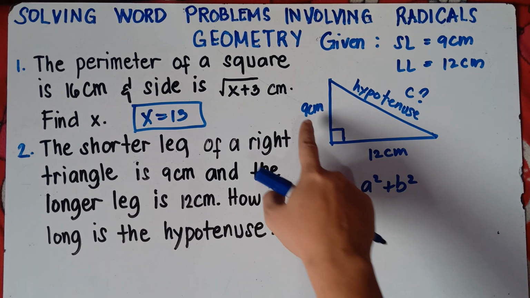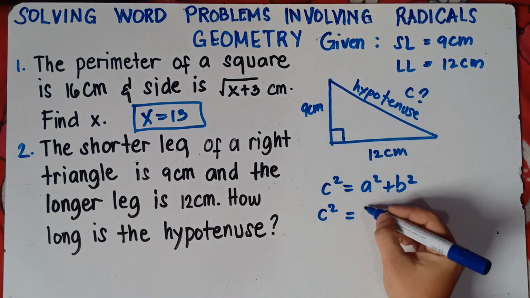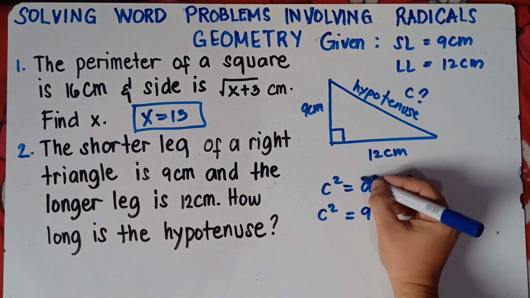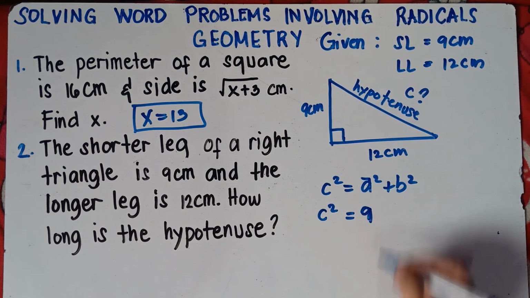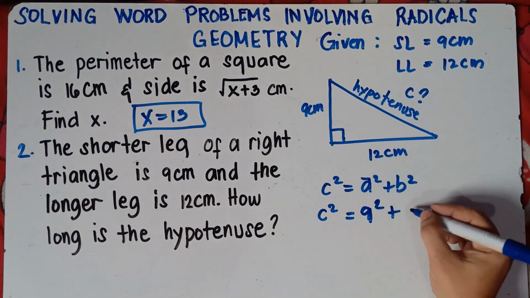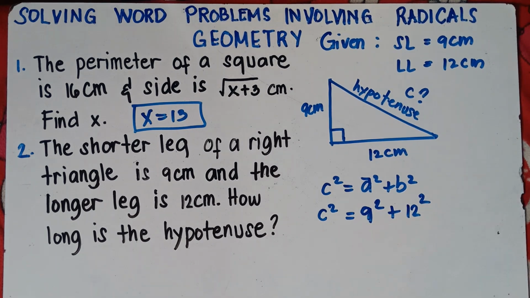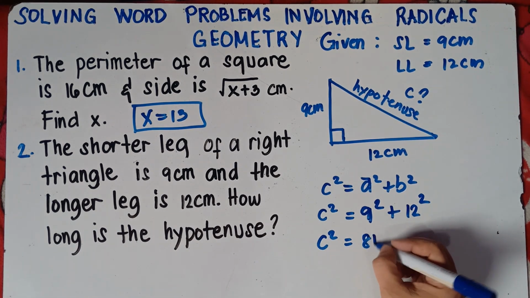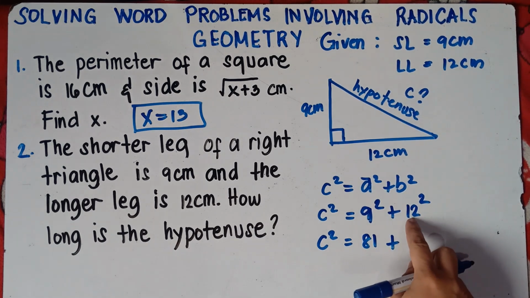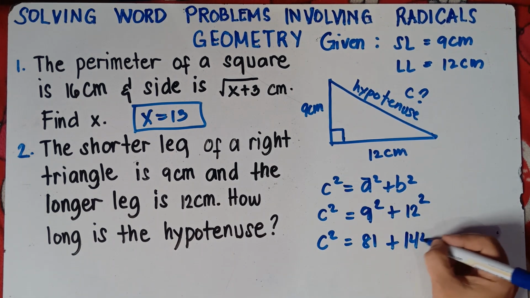So let's have 9 as our a. Just ignore the units, class, for us not to be confused. So this is a squared, this is 9, then plus b squared, and our b is 12, so 12 squared. So c squared equals 9 squared plus 12 squared. What do you mean by 9 squared? That's correct. It means 9 times 9, that is 81. Plus 12 squared means 12 times 12, and that is 144.